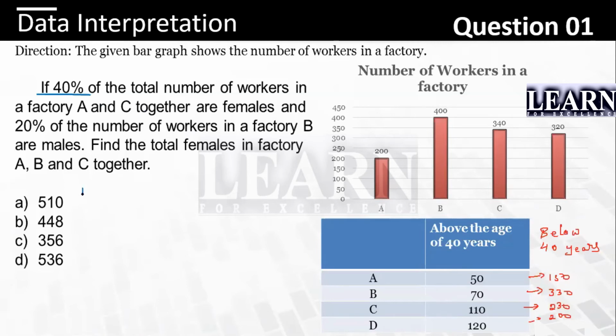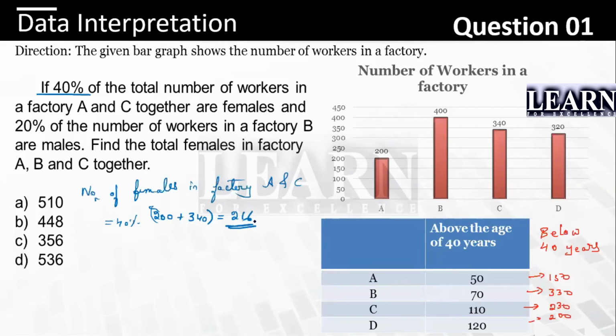Number of females in factories A and C is 40% of the total. A is having a total of 200 and C is having a total of 340. So if you take it out, it is 540, and 40% of 540 is 216. The total number of females in factories A and C combined together is 216.